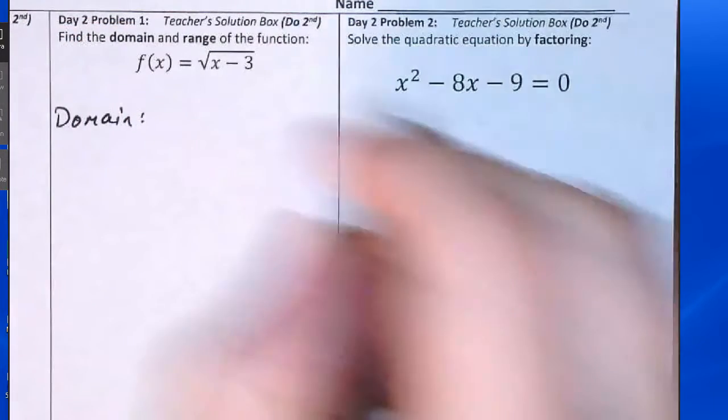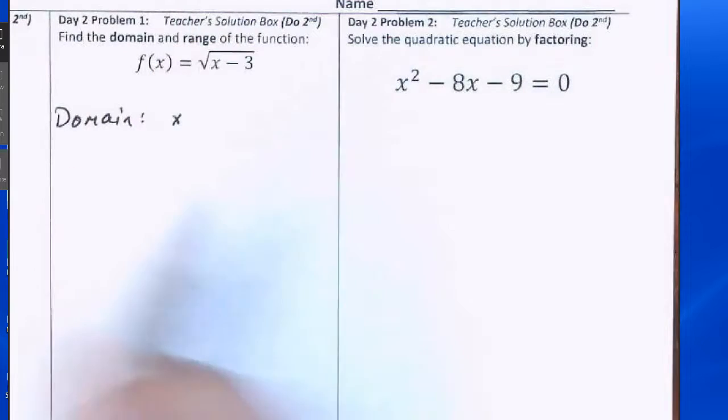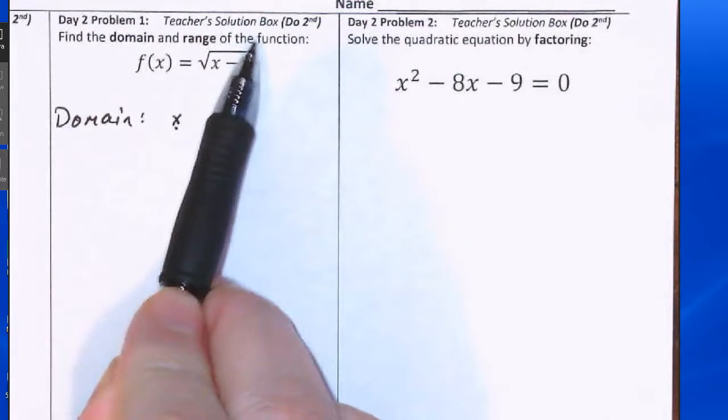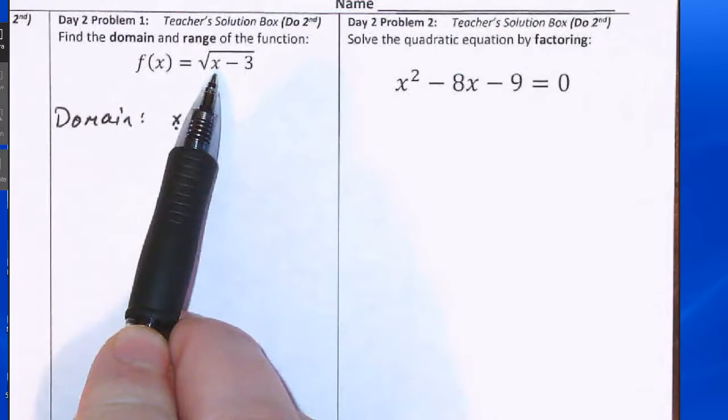Domain is a list of all numbers that could be used for the x coordinate. When we look at the function, we want to see if it's okay to use all real numbers for x, or if there are some numbers that can't be used. Numbers that cannot be used are called restricted values.